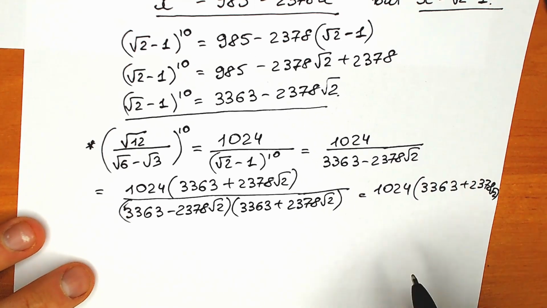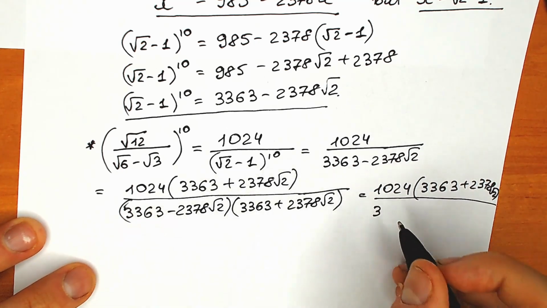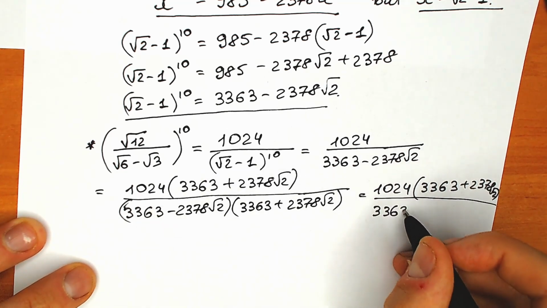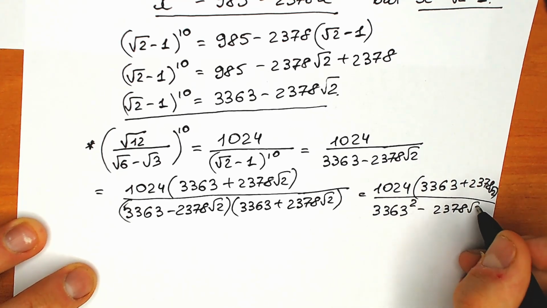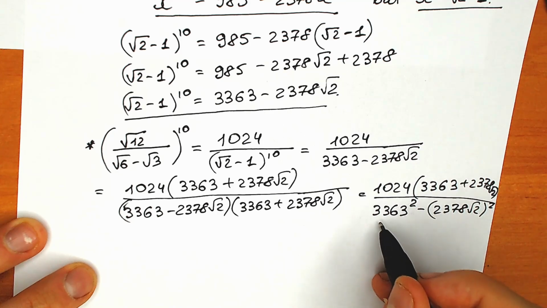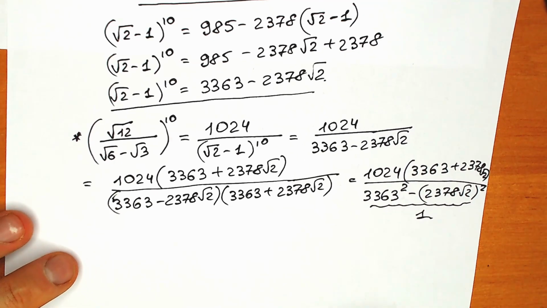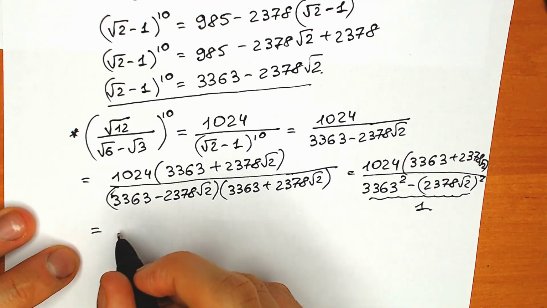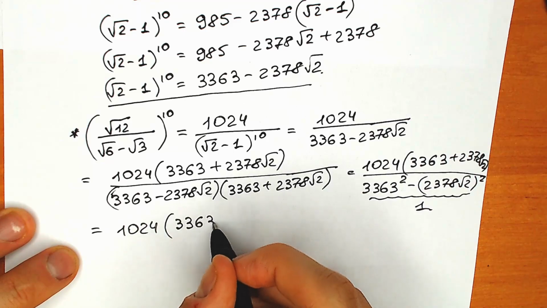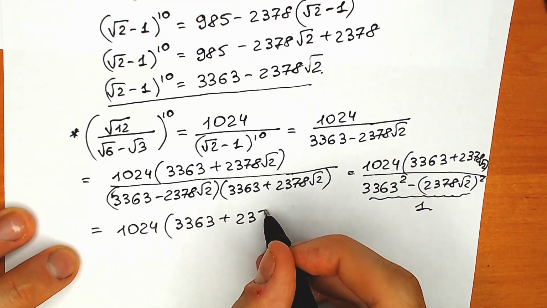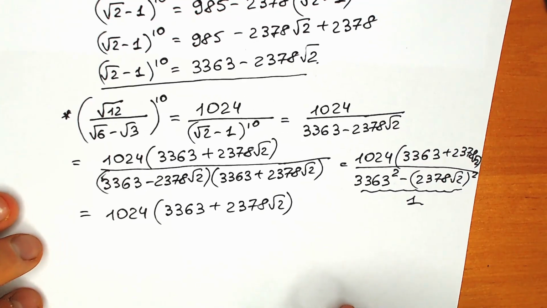This is our numerator, but in our denominator we can consider it as difference of two squares. These are a minus b times a plus b. So we have 3363 squared minus 2378 square root of 2 squared. And when you compute this, in your denominator we will have only 1. So we don't have our denominator at all. So our final answer will be 1024 times 3363 plus 2378 square root of 2. This is our final answer to this question.